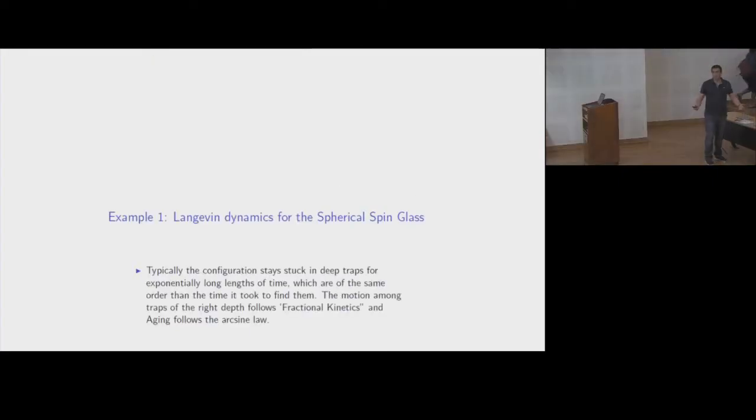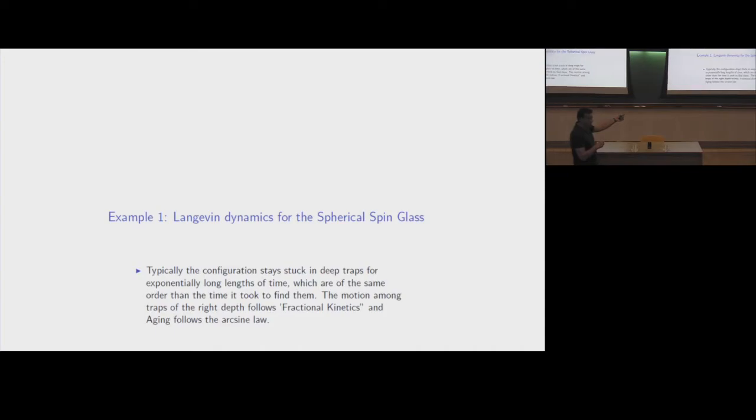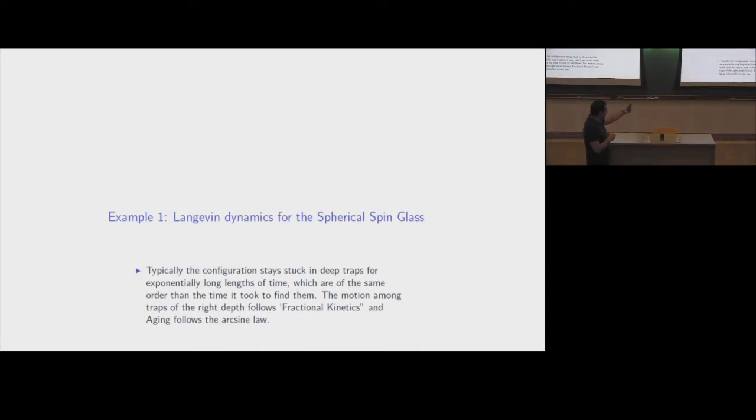Sorry for that, really. So here's the lesson of 15 years of aging. Mathematically, these are very long statements, but this is what it means. In this very long time scale, exponential Cn, in the good situation, the configuration stays stuck in deep traps for exponentially long lengths of time, which are of the same order as the time it took to find the traps. This sentence is important.